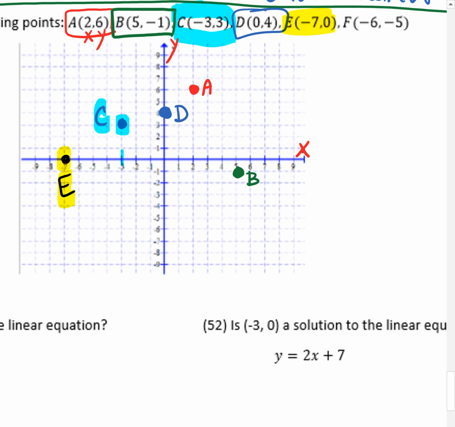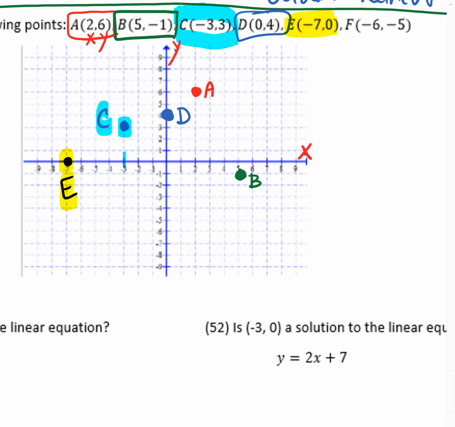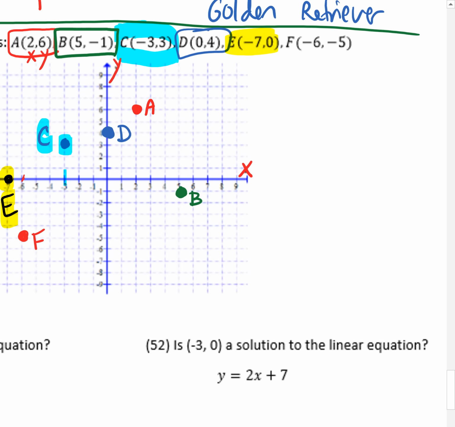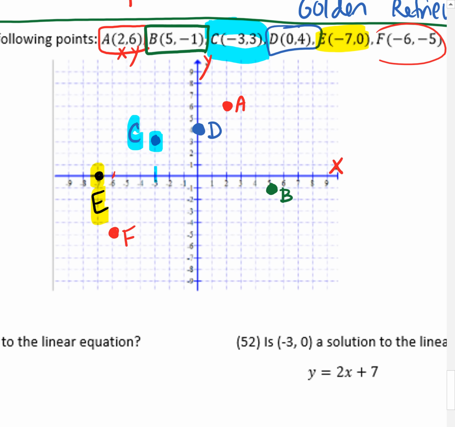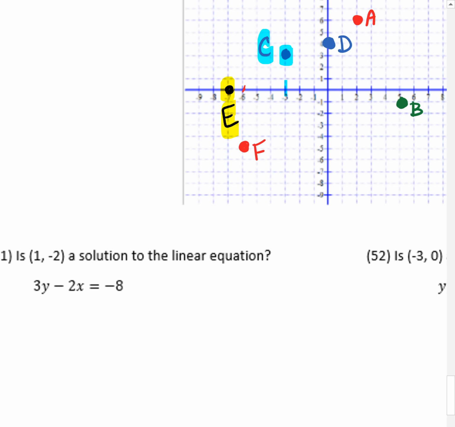And then the last one is -6, -5. Where is that guy? -6 to the left. Okay, that's here. And then -5, down 5, would be here. All right, beautiful. I think we got it. A, B, C, D, E, F. Yep, that's it. Good job, everybody. We did it.